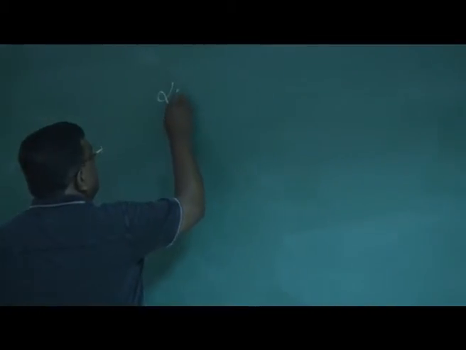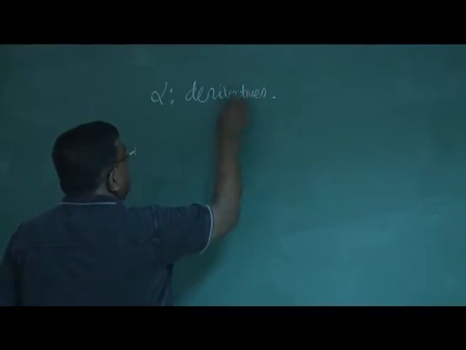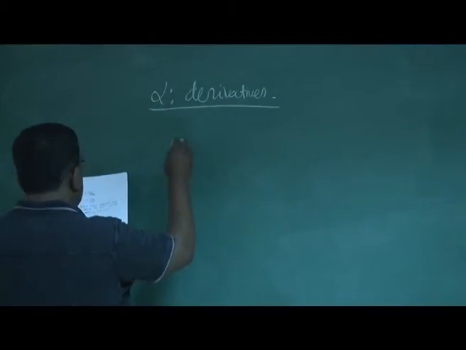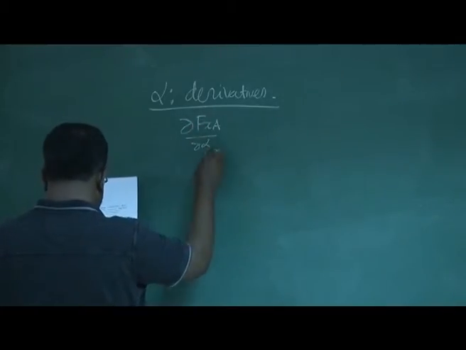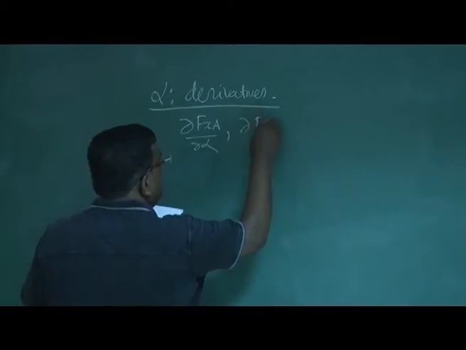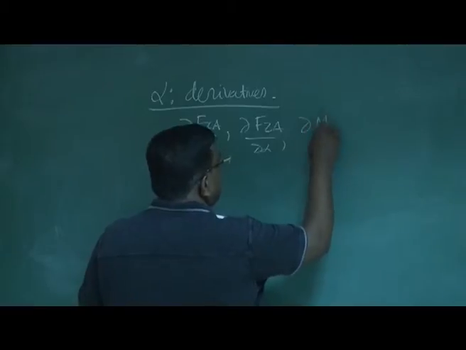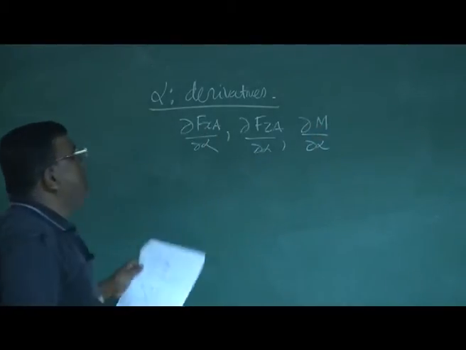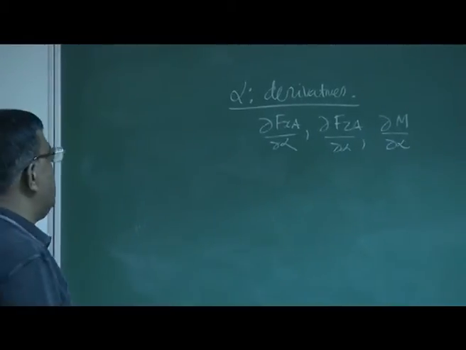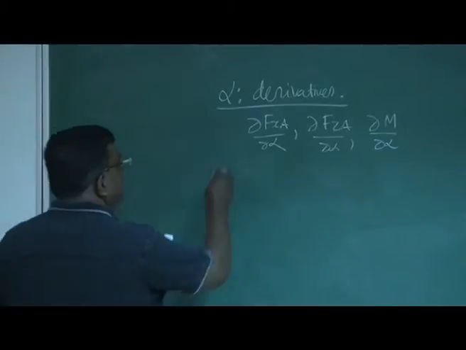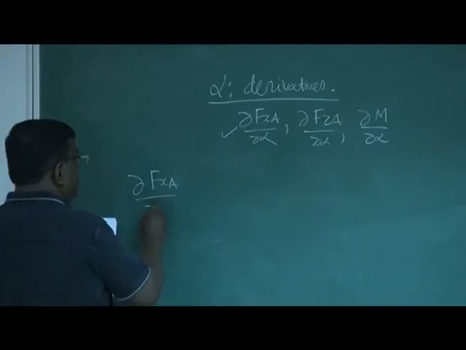Let me segregate and write the alpha derivatives. What exactly are we talking about? We're talking about dFxa by d alpha, then dFza by d alpha, and dM by d alpha. Let us see physically what these mean and how to evaluate them. Let us start with dFxa by d alpha.